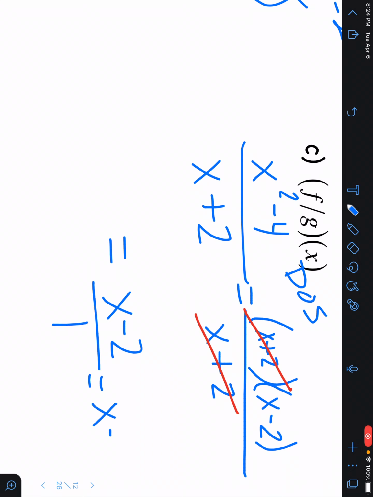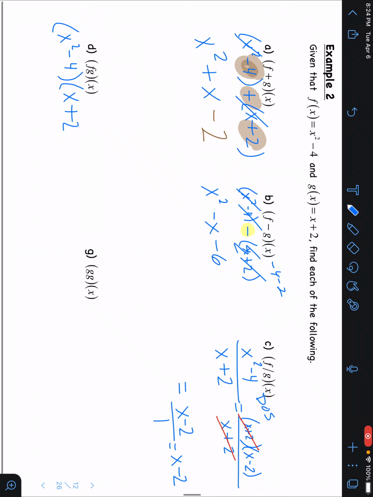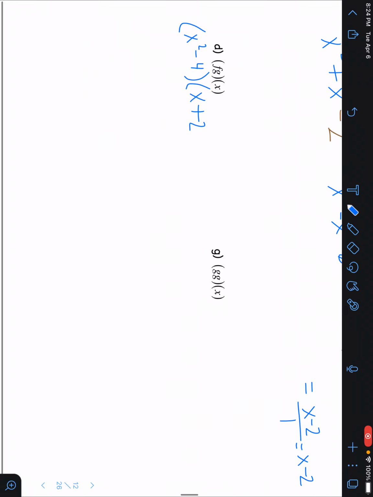Okay, letter D, f g of x. Remember, that means multiply function f times function g. So function f times function g. Let me just double check that's what it is. Yes, x squared minus 4 times x plus 2.